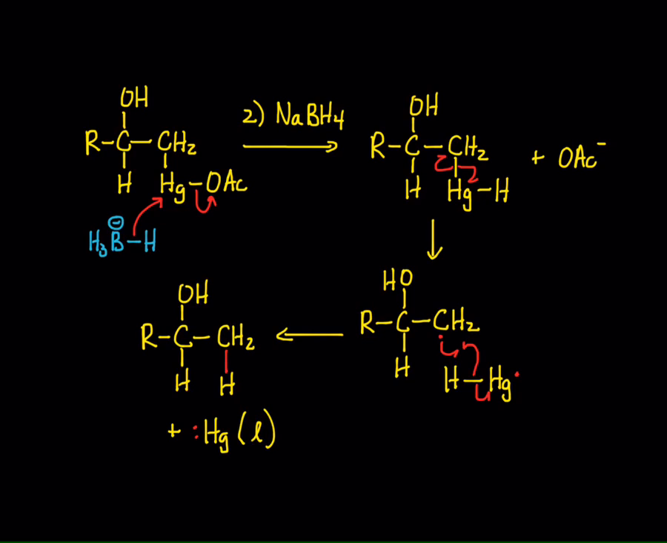So this is an oxymercuration followed by a reduction. The sodium borohydride reduces the mercury to mercury metal, mercury liquid, right? And in the process, a hydride is actually transferred to the carbon.